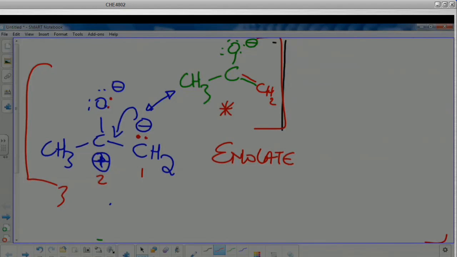Correct. Now let's go to the enolate ion. How many electrons are on carbon number one in an enolate ion? Eight. How many are on the central carbon? Eight. How many are on oxygen? Eight. How many are on the carbon CH3? Eight. Also eight. Which one between the enolate ion and this carbon ion is more stable? Enolate. Why? Because all the atoms are in noble gas configuration.